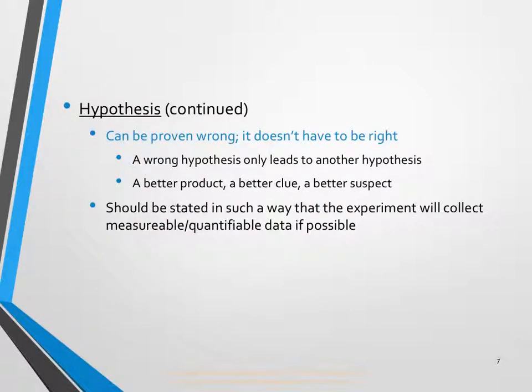The other thing is a hypothesis can be proven wrong. It doesn't have to be right, which is one of the reasons that we always say it's an educated guess. A wrong hypothesis just leads you to be able to make an even better hypothesis because you already know how something won't work. So don't ever think of it as you've made a mistake. Just think of it as this is not the right thought or concept for this particular problem. Let me try something else.